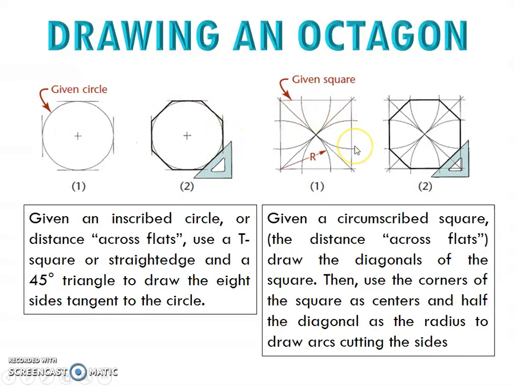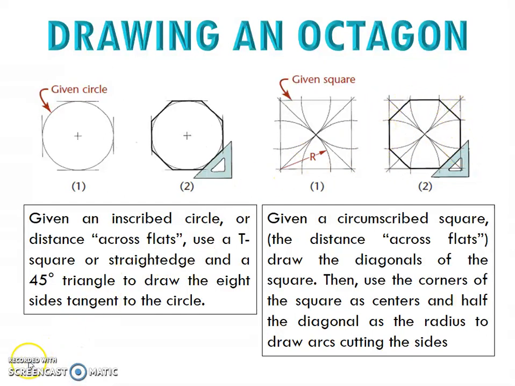Another method is by using a square. If the square is given, okay, the distance is given. So what you have to do is draw the square first. You divide it in the middle, like a cross over here, and then you use the radius to the center here and construct an arc on each of the points on the side. Okay, so you get this arc, beautiful arc. Okay, so what you have to do is connect the points in between the arcs over here. Then you'll get the octagon.